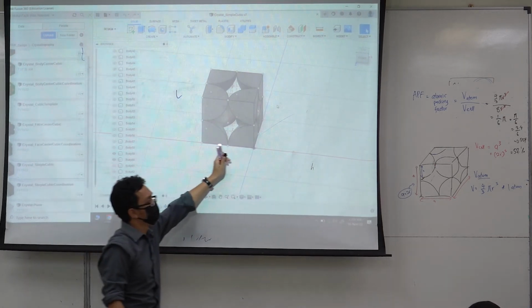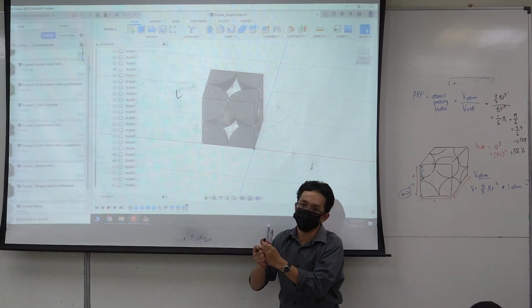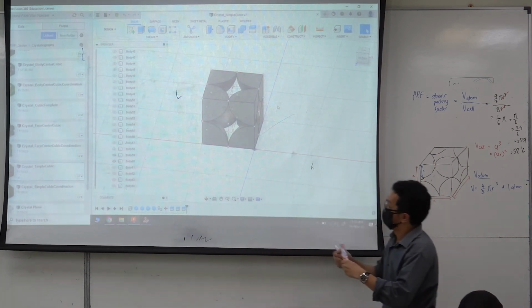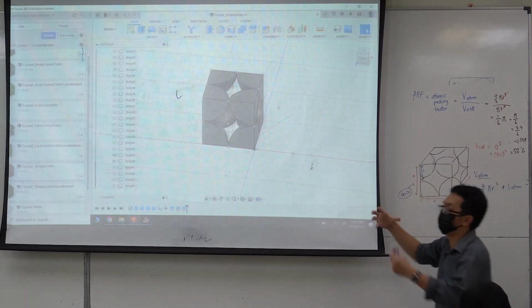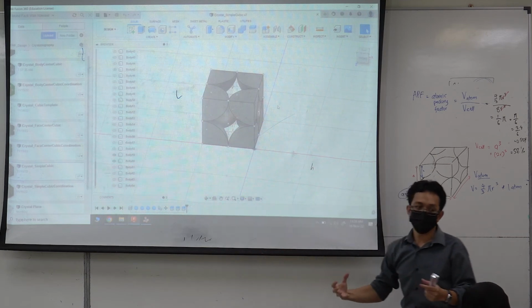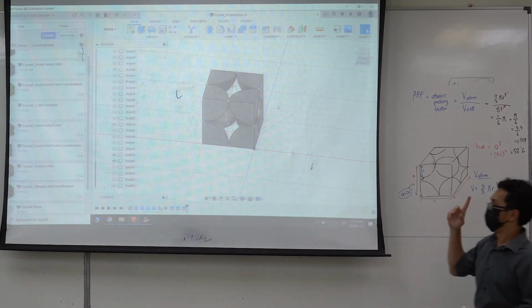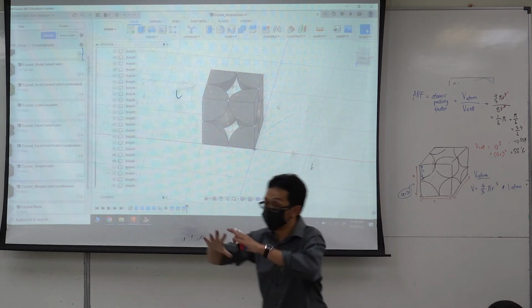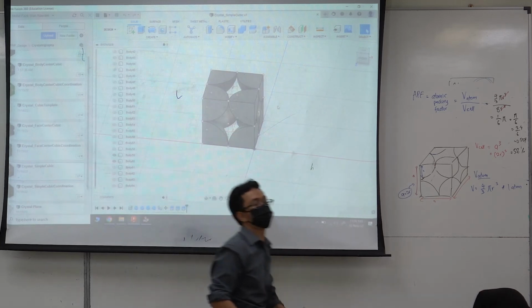This unit cell is only 52% filled, meaning that it's not packed enough. It is a very inefficient way of packing. That's why there is only one metal at ambient temperature that has this simple cubic structure, which is polonium.